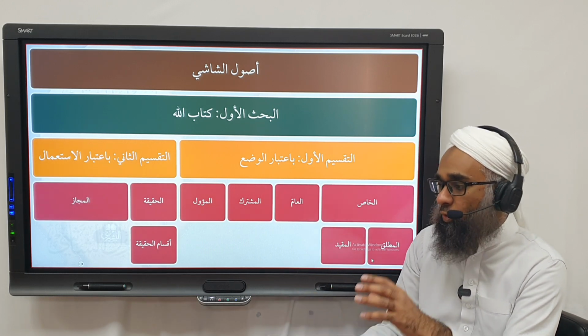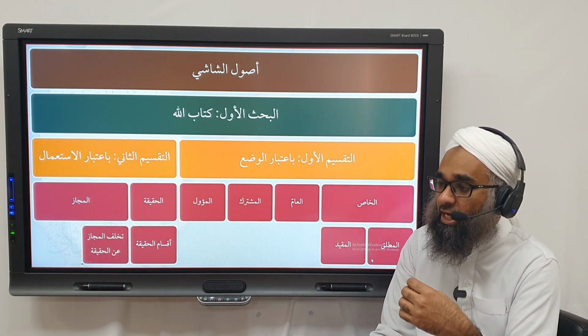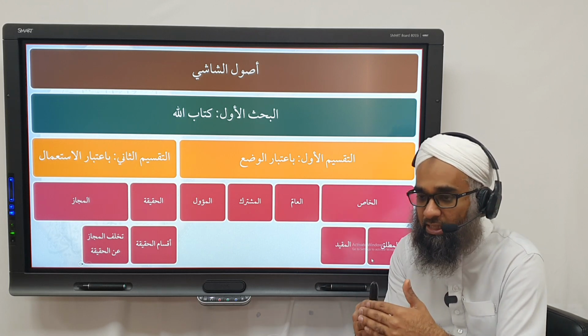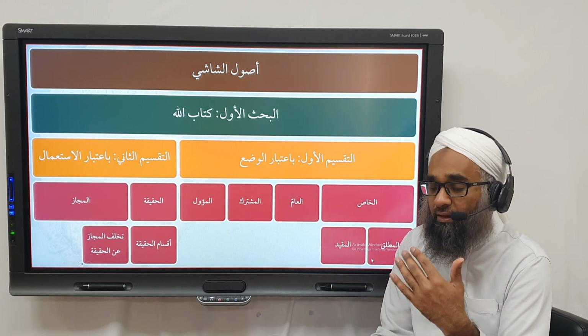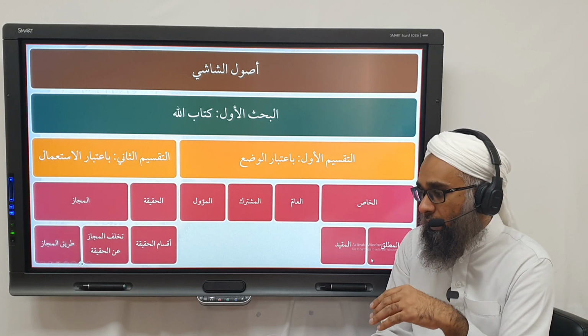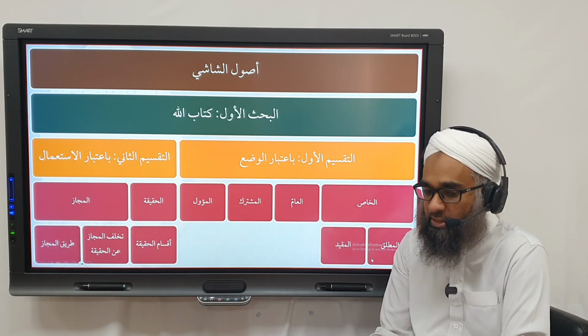And then in majaz we are on to discuss how is majaz linked to haqiqah. How is majaz linked to haqiqah? It's a na'ib, in lafz or in ma'na, both. Now we're going to go through tariqul majaz.